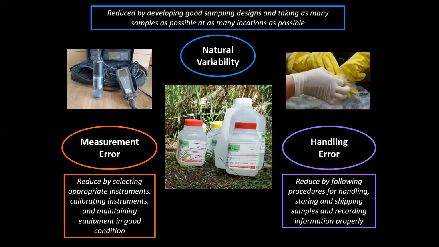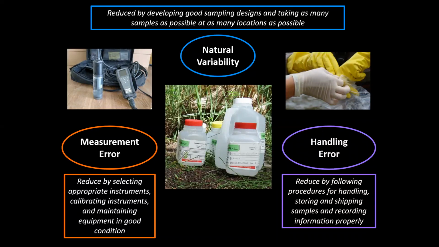Now, a typical environmental sample goes through a lot of different steps before it becomes part of your water quality data set. And each step along the way has the possibility of error. And so natural variability is a common source of error. And unfortunately, a lot of natural variability is out of our control.